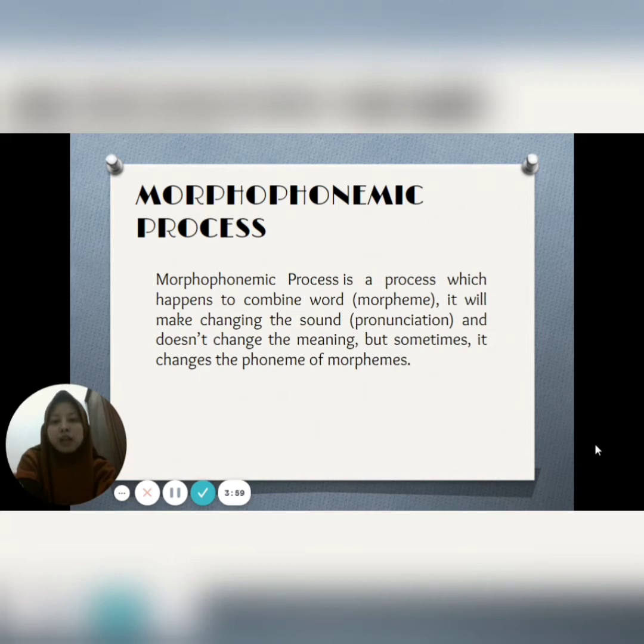Morphophonemic process. The morphophonemic process is a process which happens when combining words or morphemes. It will change the sounds or pronunciations and doesn't change the meaning, but sometimes it changes the phoneme or morphemes.